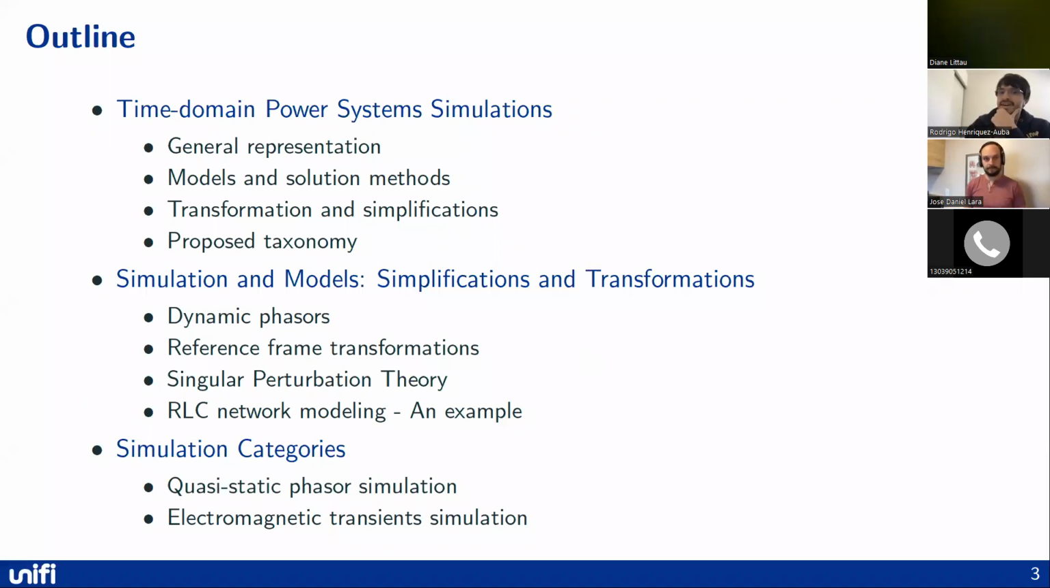Yeah, and after that, we'll work more in depth about transformation and simplifications, in particular, how averaging is used in this type of simulation, how we can use dynamic phasors in time domain simulations. Then we will talk about the importance of reference frame transformation in this context, how singular perturbation theory is used here, and we will show an example of how these techniques are used to actually classify a type of simulation.